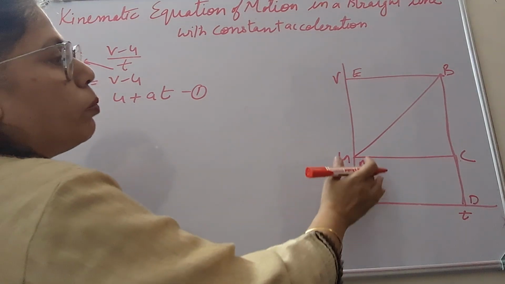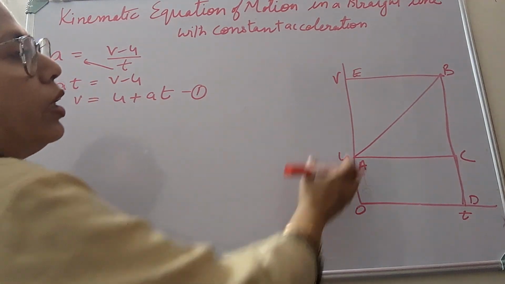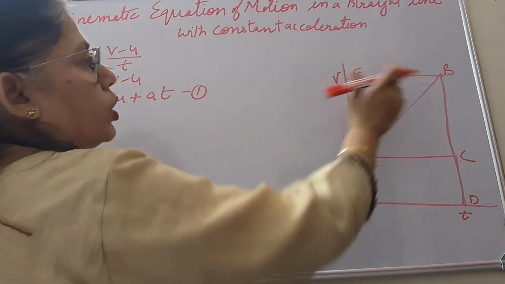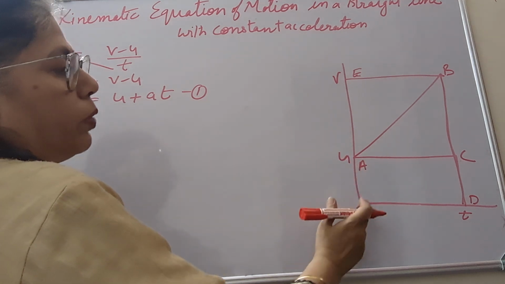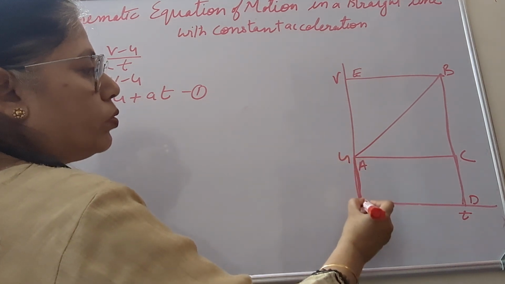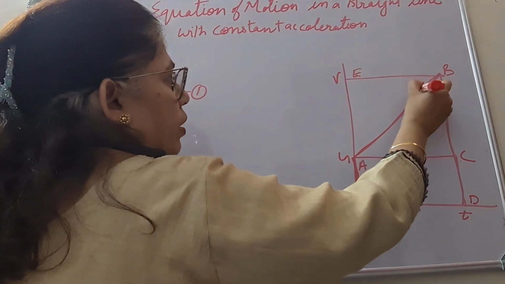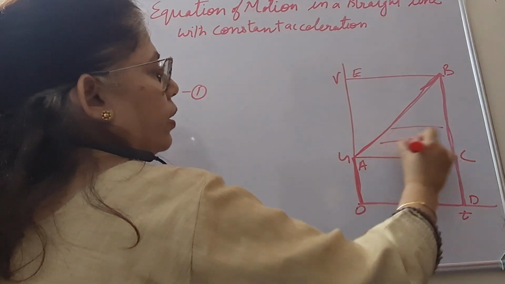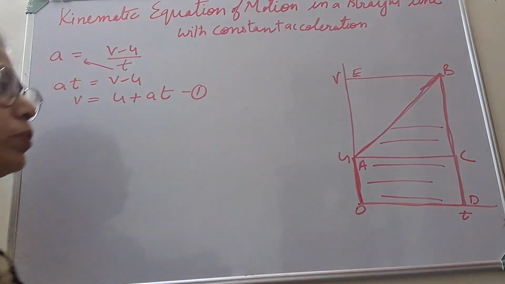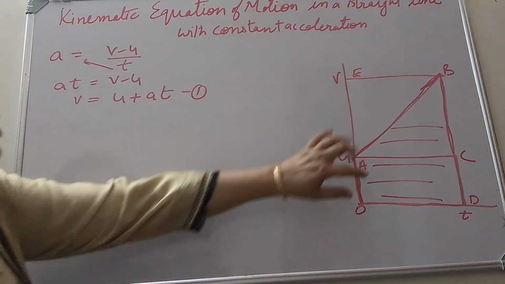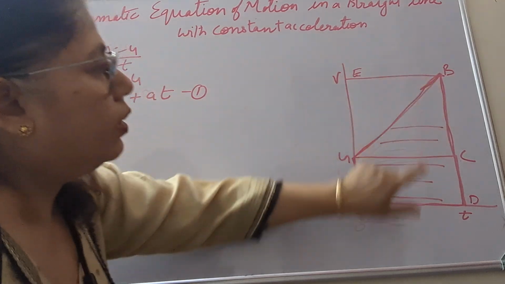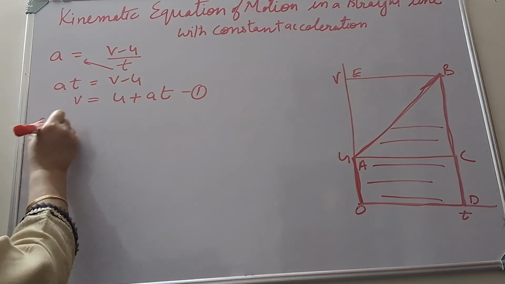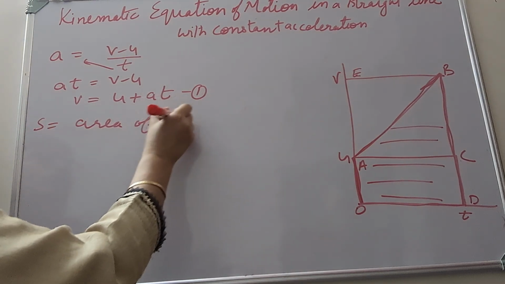Second equation of motion is about the displacement of an object. Here in this graph, you have studied this graph in the previous videos. The displacement of the object is covered by this area OABD, and this area covers the displacement of the object. But this area has two regions, one triangle ABC and second OACD, a rectangle.